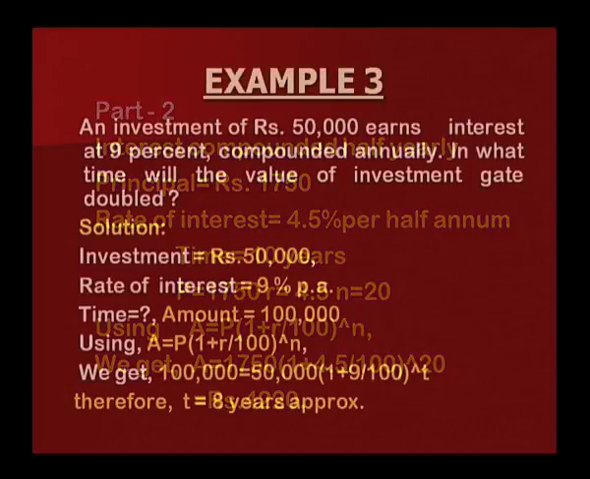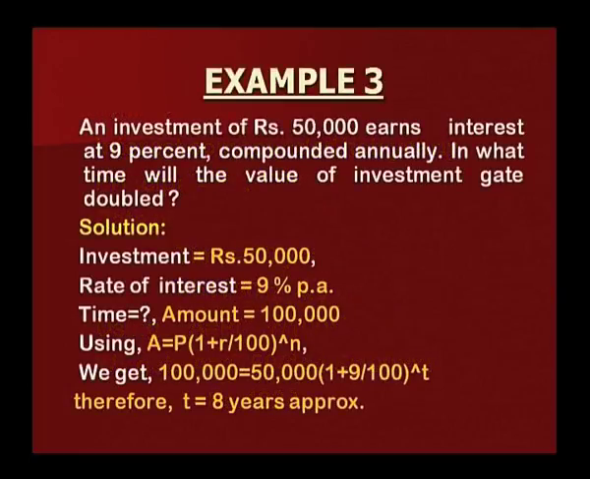Now, I am going to explain to you another problem. An investment of rupees 50,000 earns interest at 9% compounded annually. In what time will the value of the investment get doubled? Its solution. Investment is equal to rupees 50,000, rate of interest is equal to 9% per annum. Time is to be found out. Amount is equal to 1 lakh, that is double of 50,000.